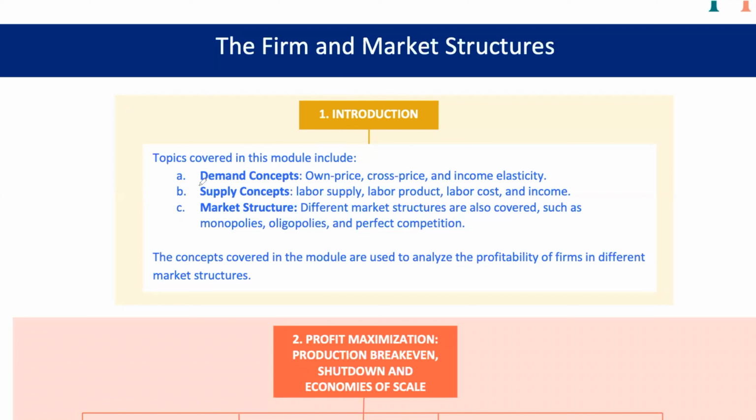Let's kick things off by talking about demand. When we discuss demand, we're looking at how the price of a product influences the quantity demanded. This is where elasticity comes in. Here are the key types of elasticity you need to know. Own price elasticity of demand measures how sensitive the quantity demanded is to a change in the price of the product itself.